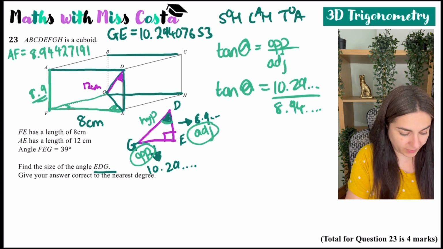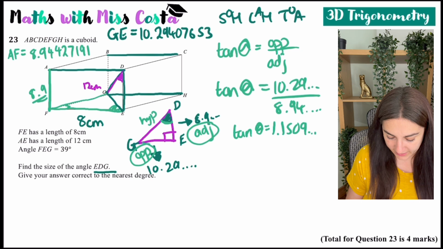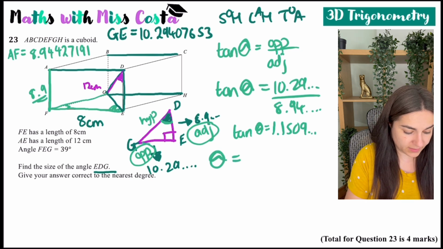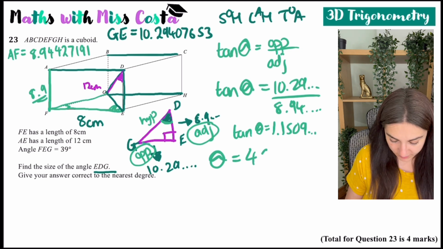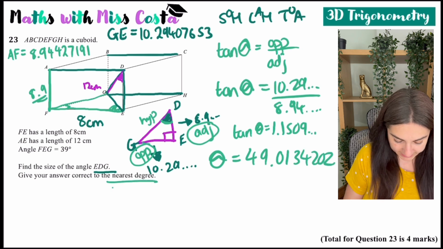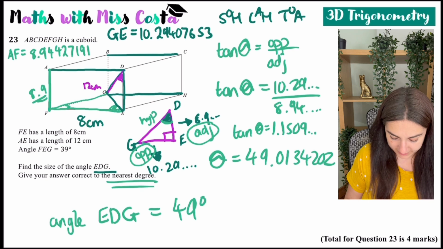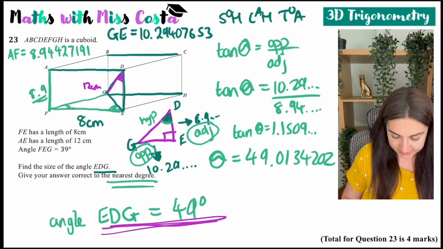So the answer divided by 8.94 equals, so tan theta is 1.1509. So therefore theta is going to be shift tan answer, which is 49.01340202. So just give your answer to the nearest degree. So angle EDG equals 49 degrees. And that's how we do 3D trigonometry.